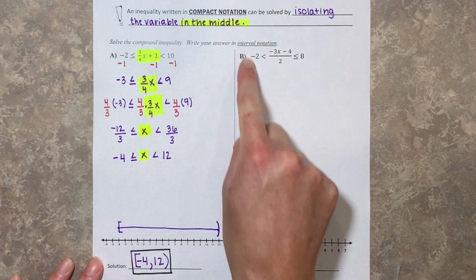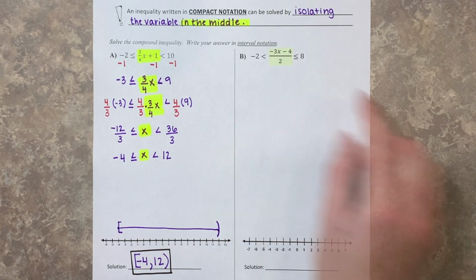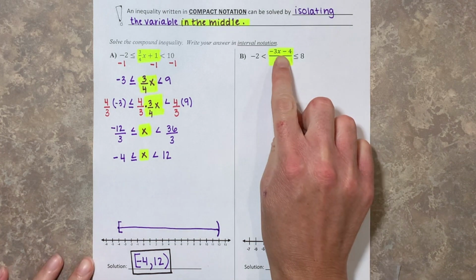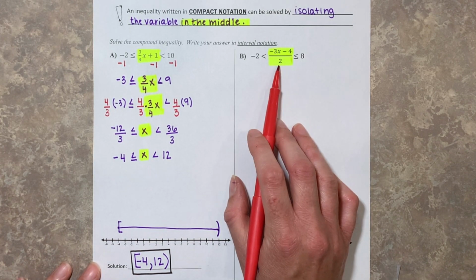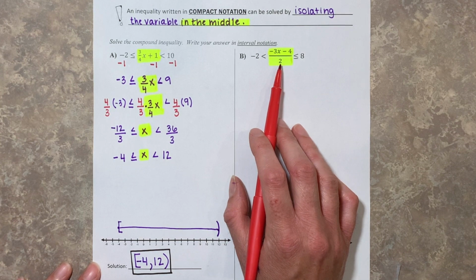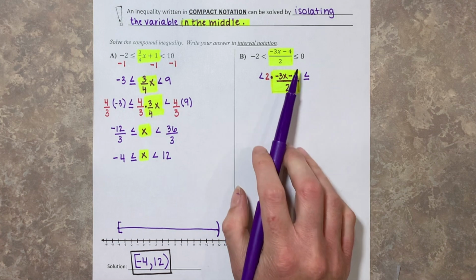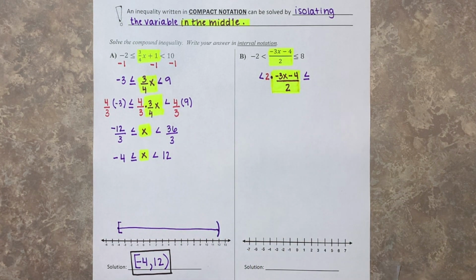Again, we see this compact notation. To solve an inequality like this written in compact notation, we need to isolate the variable in the middle. So we're going to work to isolate x in the middle here. To start, the opposite of dividing by 2 would be multiplying by 2. So let's go ahead and multiply this quantity by 2. And if we multiply the middle by 2, we have to multiply the left and the right side by 2.